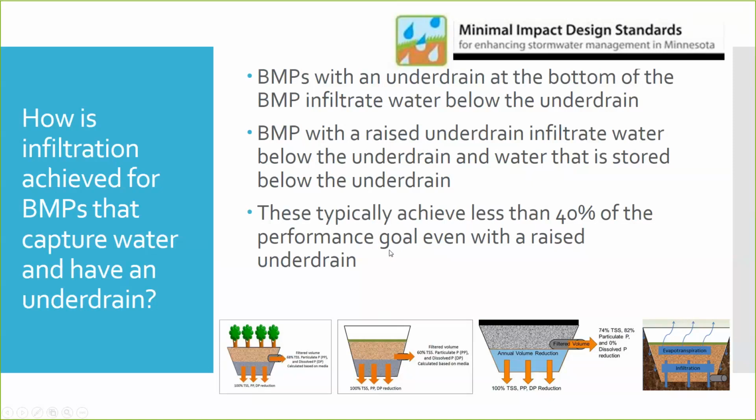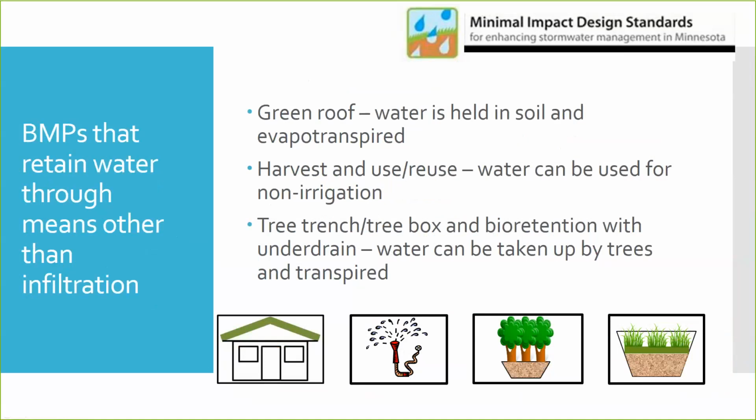These BMPs can retain water through means other than infiltration. Green roof can capture and store water, and it will be taken up by the plants or evaporated directly from the soil, the media that's on the green roof. So you do get some capture there. Harvest and reuse systems, water can be used for non-irrigation purposes. You can use it for toilet flushing, for example.